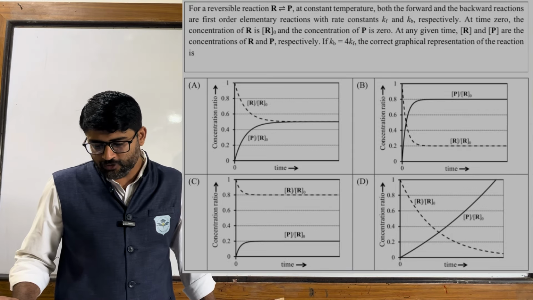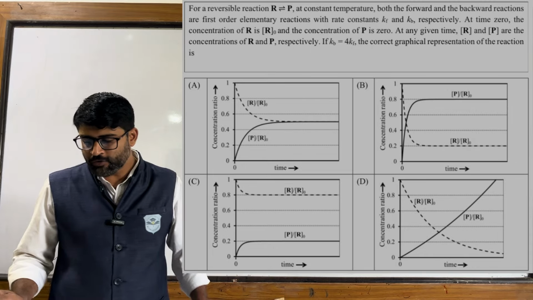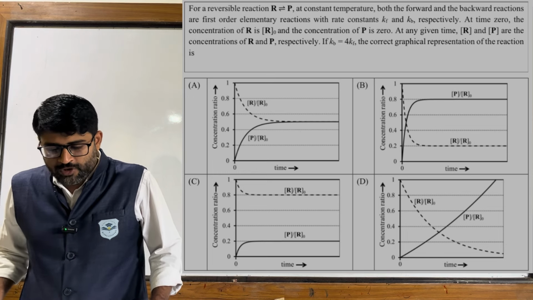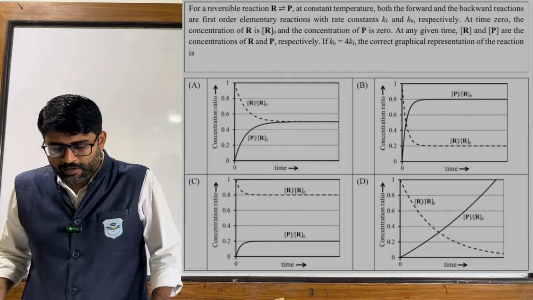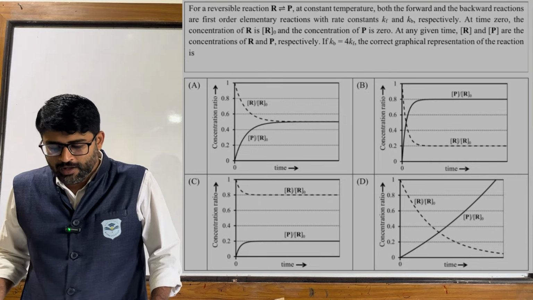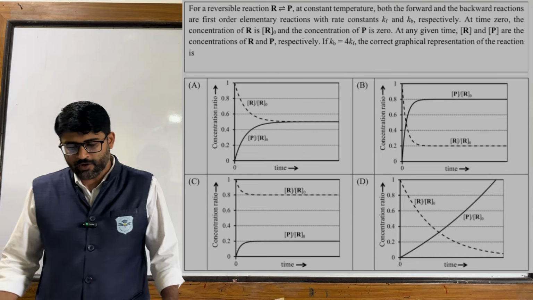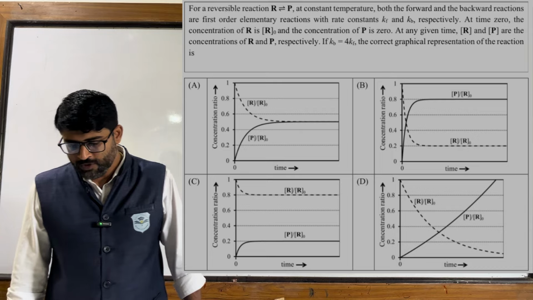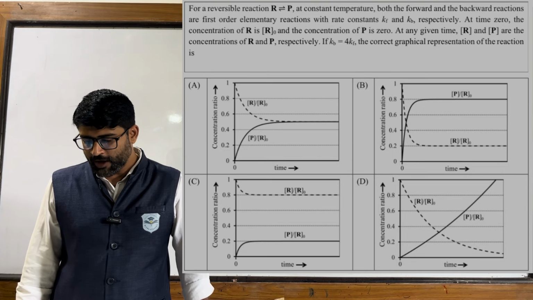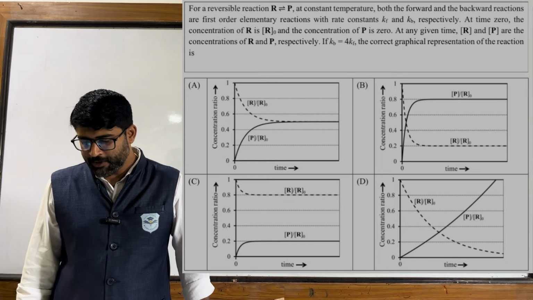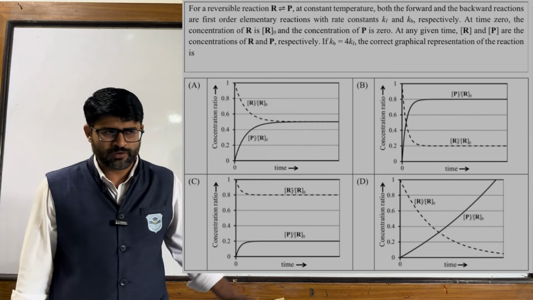For a reversible reaction R giving P at constant temperature, both the forward and backward reactions are first order elementary reactions with rate constants Kf and Kb respectively. At time 0, the concentration of R is R0 and concentration of P is 0. So there is no P initially. At any given time, R and P are the concentrations of R and P respectively.